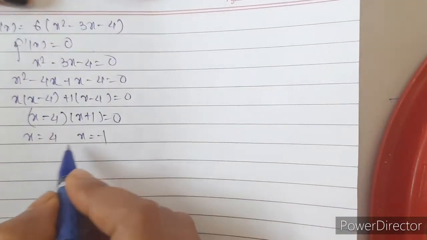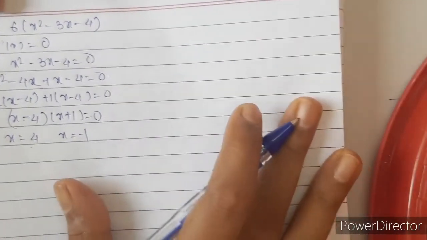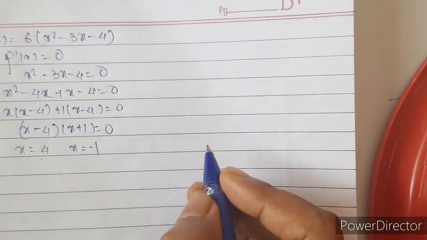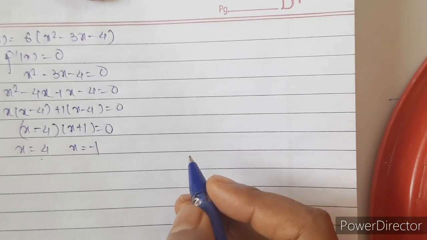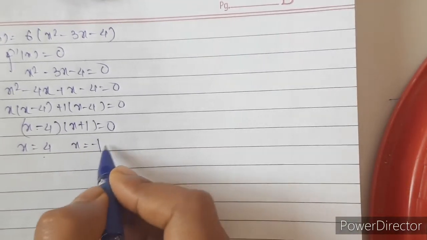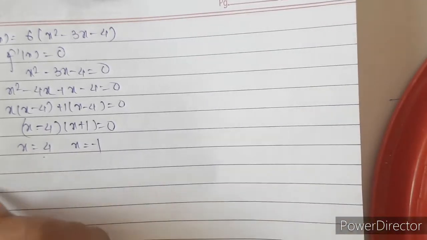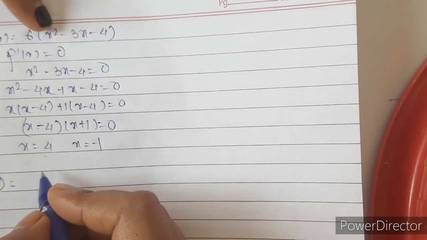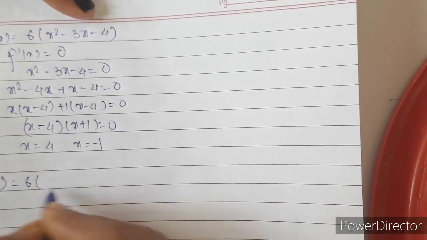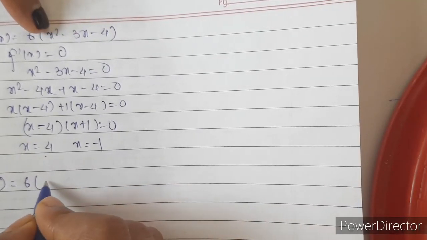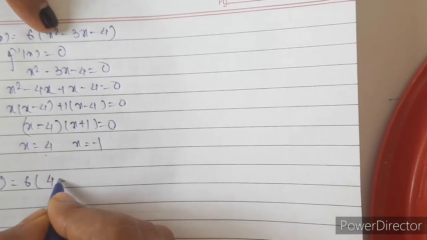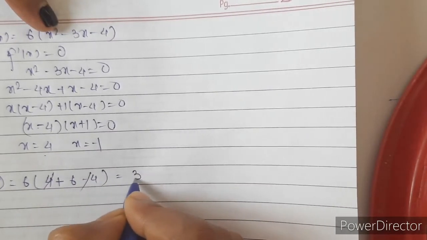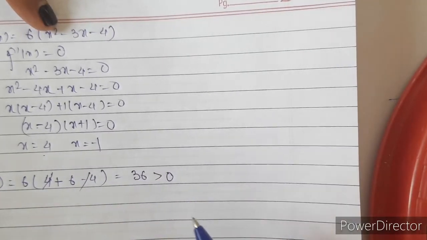Now we know that at 4 and at minus 1 our derivative is going to be 0. Okay. Now we have to check at which points it is going to be increasing and at which points it is going to be decreasing. So let me take a point lesser than minus 1. Let me take minus 2. So f dash of minus 2. Here we have to substitute minus 2. So 6 is not going to make any difference. This minus 2 square is 4, minus, this will be plus 6, minus 4. So this 4 will get cancelled. What we are getting is 36, which is greater than 0.